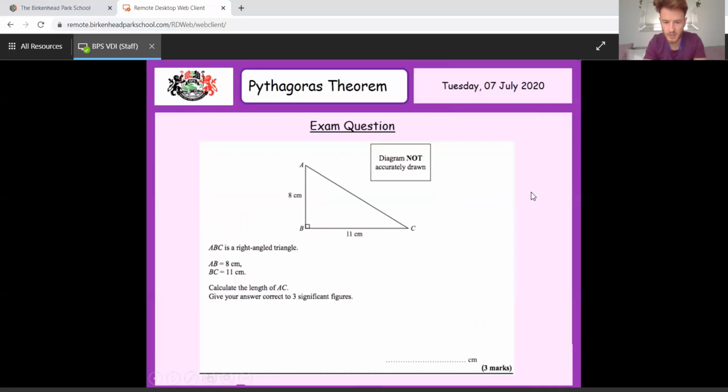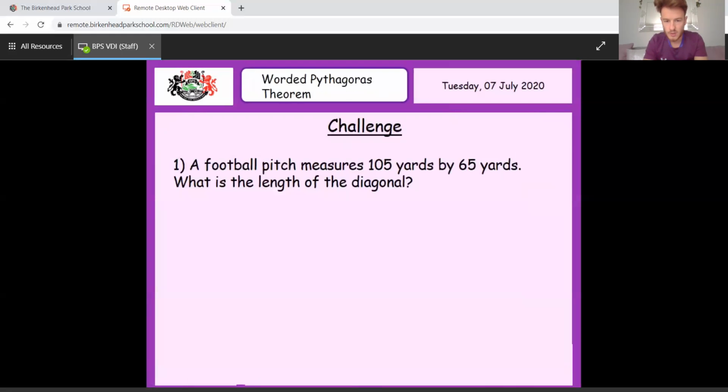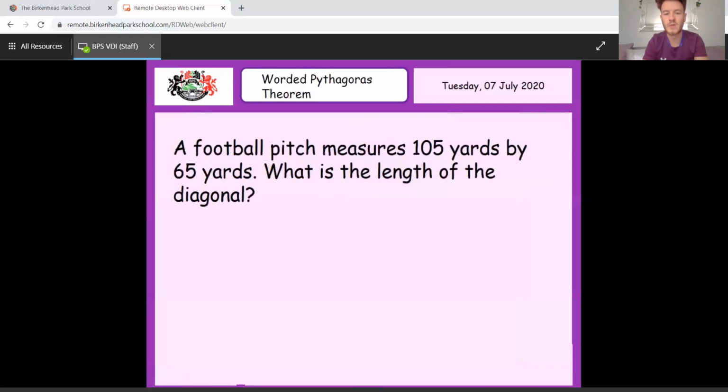Okay, moving on to an actual exam question. A football pitch measures 105 yards by 65 yards. What is the length of this diagonal? Those of us that are into football will know straight away a football pitch is rectangular, and I've told you that Pythagoras is about right-angled triangles. So how do we get from a rectangle to a right-angled triangle?